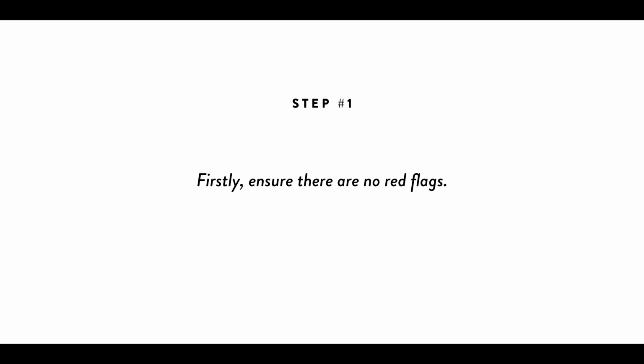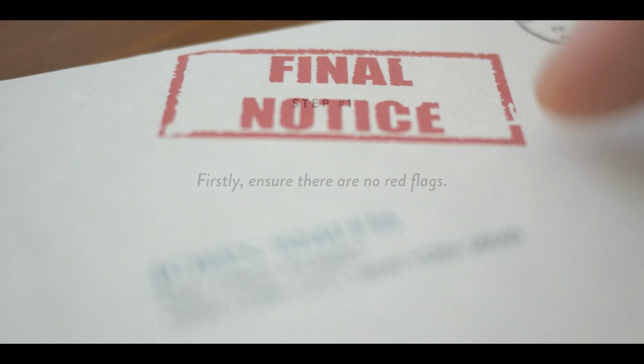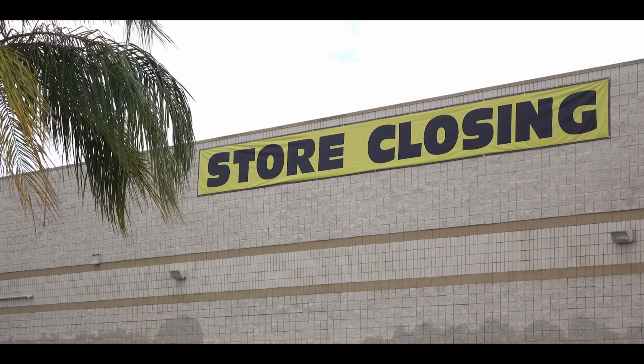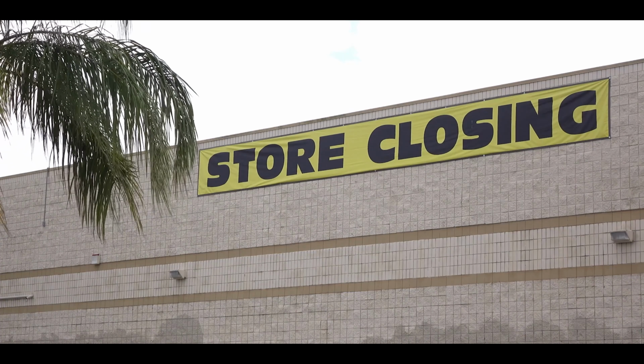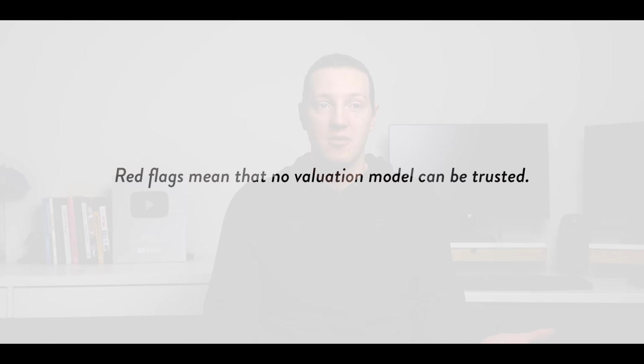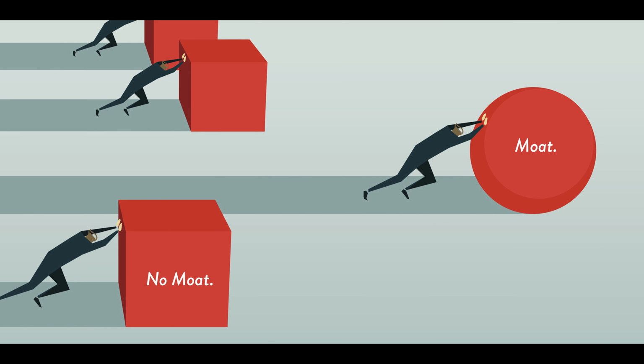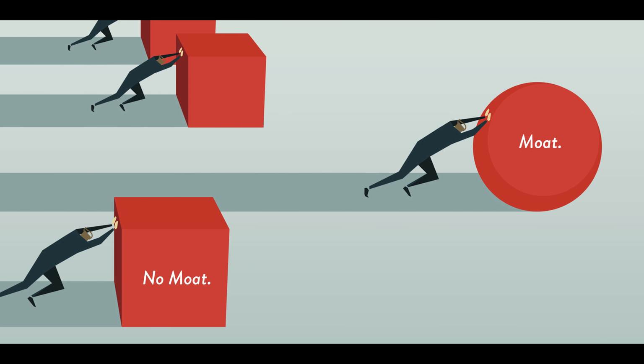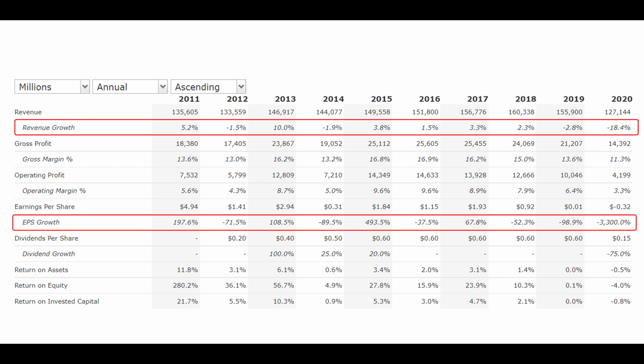So how do investors do it? Well, the first step is to ensure that there are no red flags, nothing that has the potential to drag the company to zero in a hurry. If the company has red flags, then literally no valuation can be trusted because the red flags could wipe it out. Simple as that. So red flags include a company that has no competitive advantage, and that usually shows up in the financials as an inability to show consistent growth.